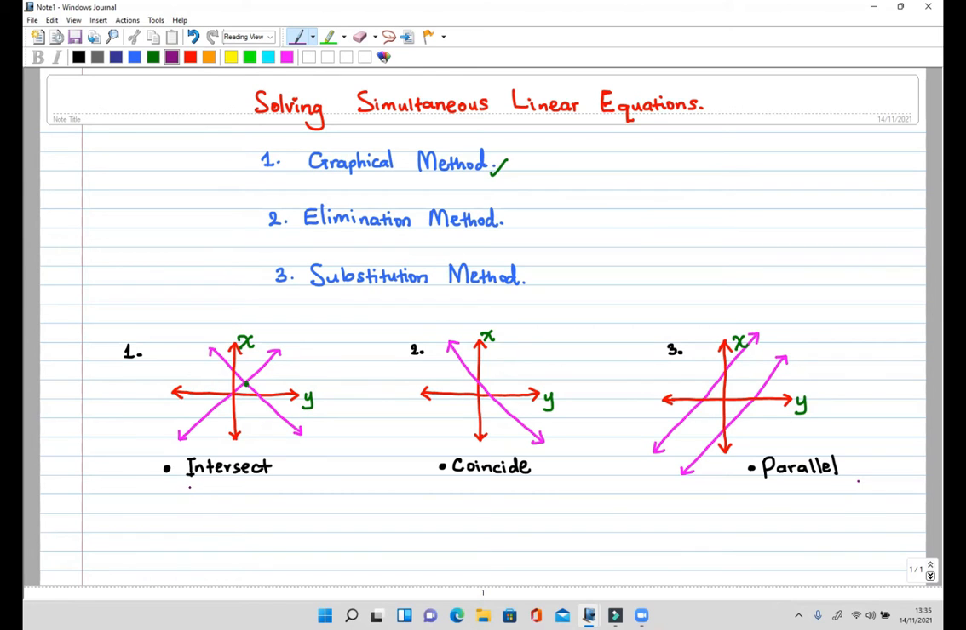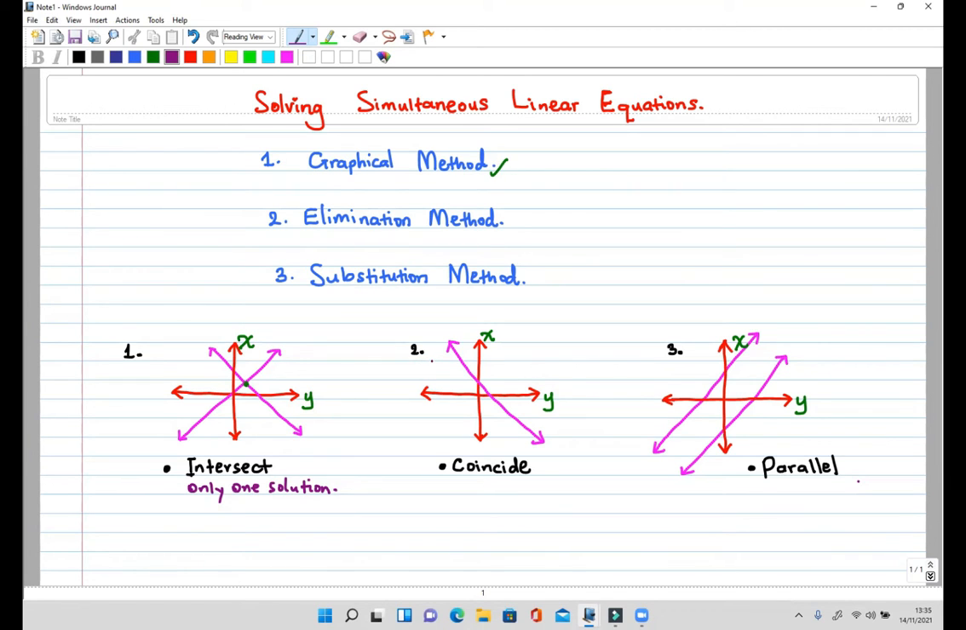And for this case, we get only one solution. And this solution is located at the intersection point. In other words, we get one value of x and one value of y.